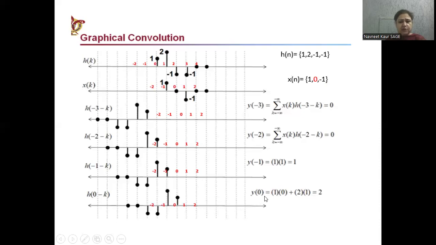Now coming to y0. Y0 means that here we will have n equal to 0. So x[k] into h[minus k].